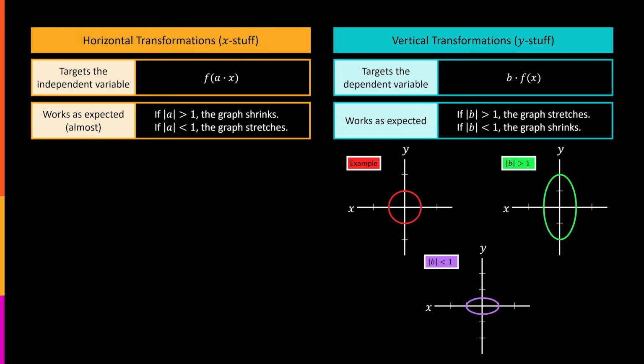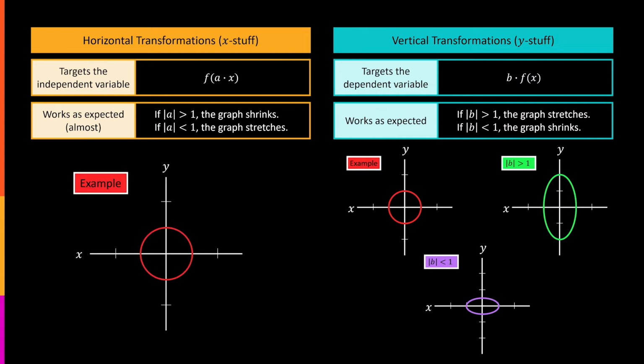All right, so X stuff. Well, this thing works as expected almost. It's not quite what we want because these things are flipping, meaning that if I multiply by a big number, the graph actually shrinks, it gets smaller. And if I multiply by a smaller number, the graph actually gets bigger. So as an example, if I have here my unit circle, I'm just affecting the X stuff.